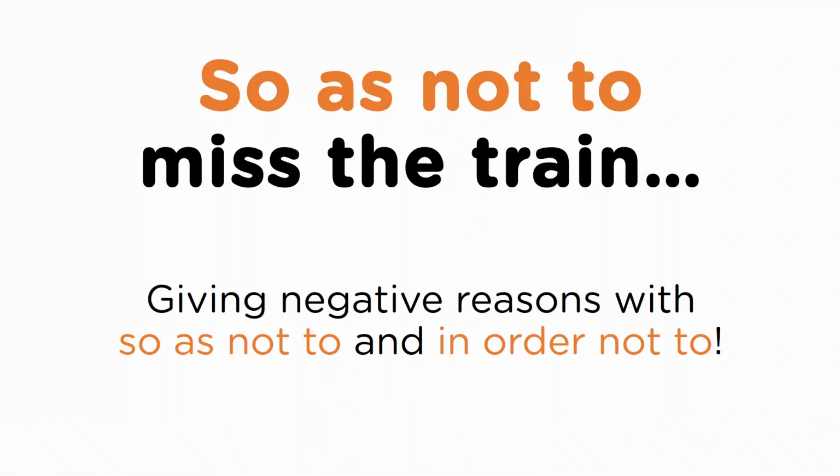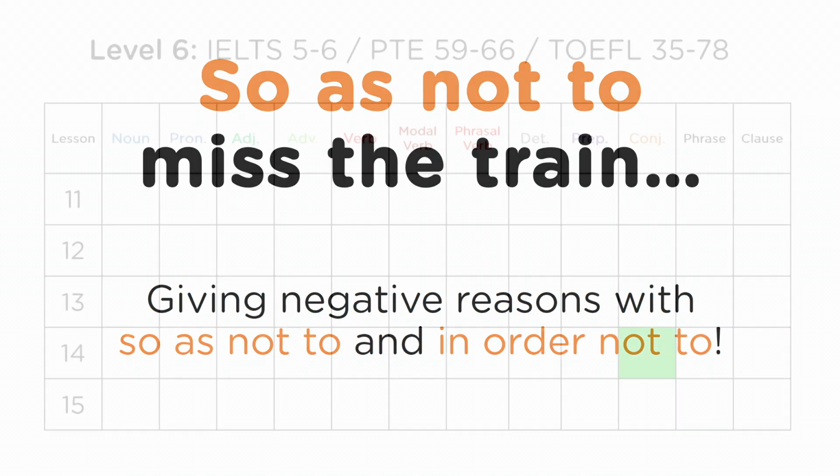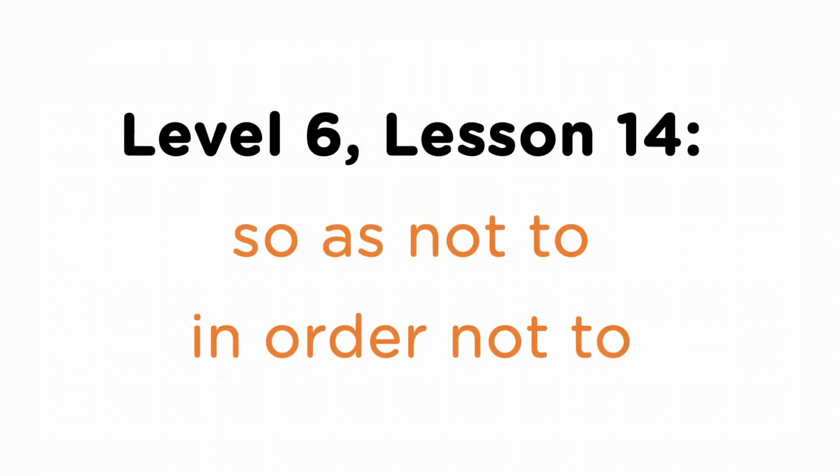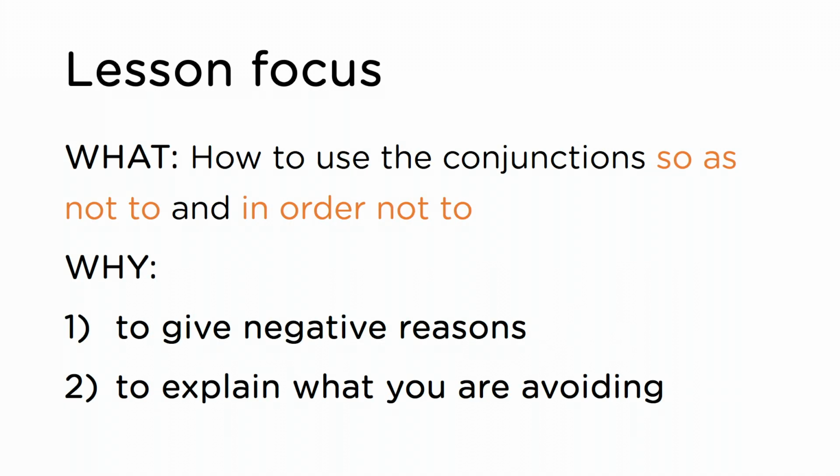Now today we're looking at this construction, so as not to miss the train. So we're giving negative reasons with so as not to and in order not to, very lovely conjunctions. So today we are looking at our level 6, and specifically this is lesson 14, so as not to and in order not to. So in today's lesson what we're focusing on is how to use these conjunctions, so as not to and in order not to.